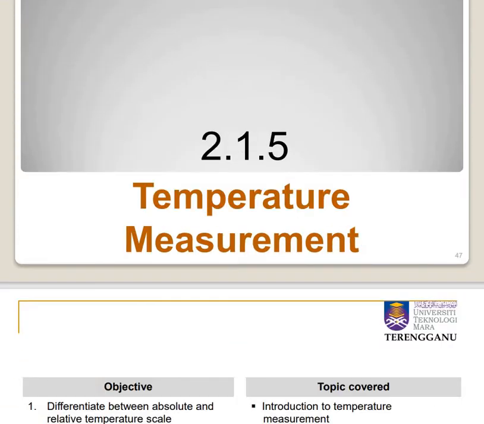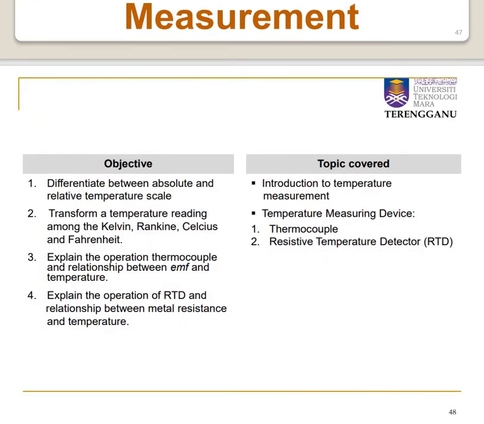Okay, now we move to the temperature measurement. Basically, the objectives of this temperature measurement are, first, to differentiate between absolute and relative temperature scales. Next, transform a temperature reading among Kelvin, Rankine, Celsius and Fahrenheit. Next, explain the operation of the thermocouple and the relationship between EMF and temperature. EMF is also known as voltage. Lastly, explain the operation of the RTD and the relationship between metal resistance and temperature.